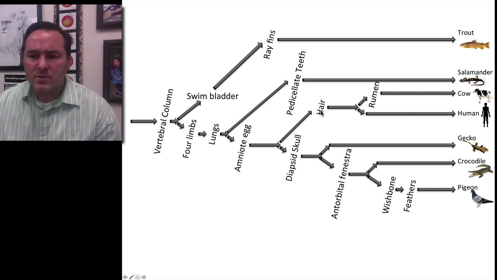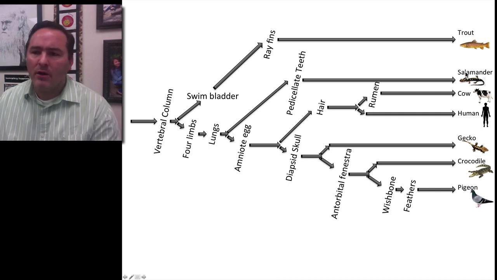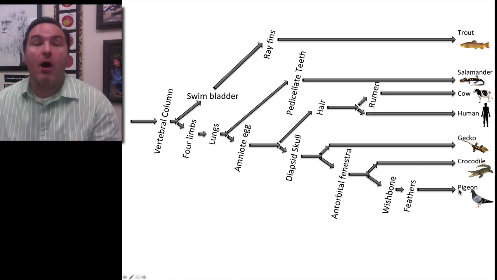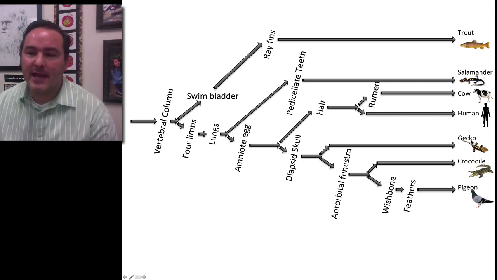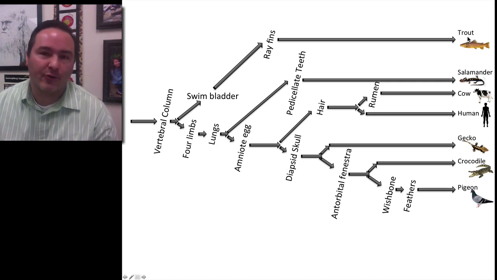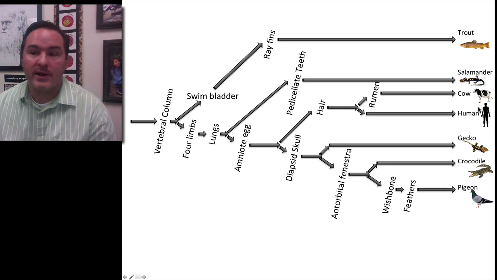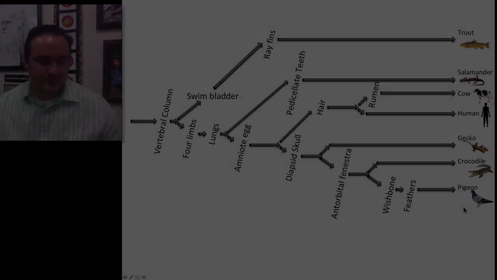And it's also important to realize that all of these organisms, because they are currently alive, are all equally evolved. They're all winners of the race, in a sense, right? We never would say that a gecko is more evolved than a trout, as we would never say a human is more evolved than a pigeon. We are all equally evolved.